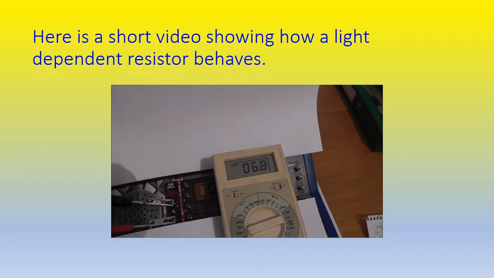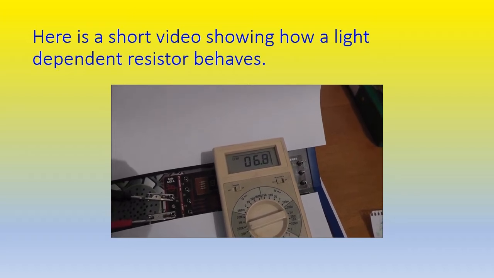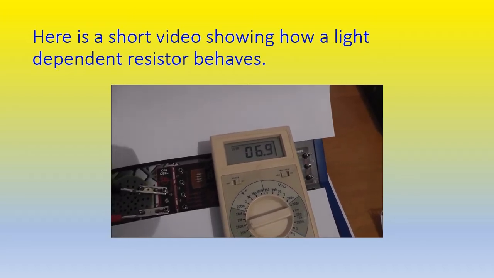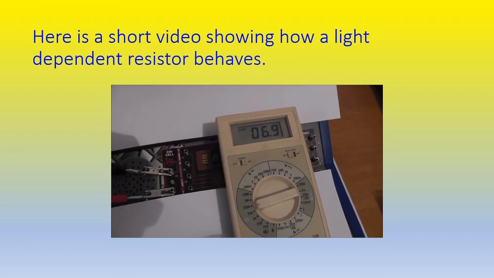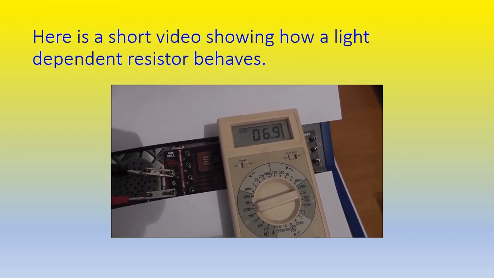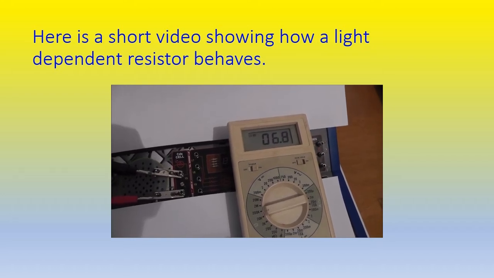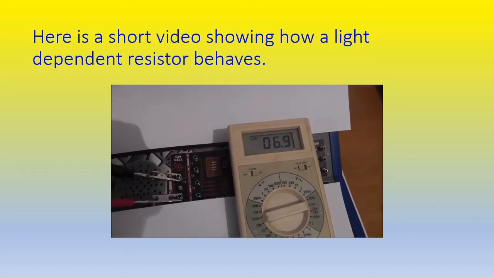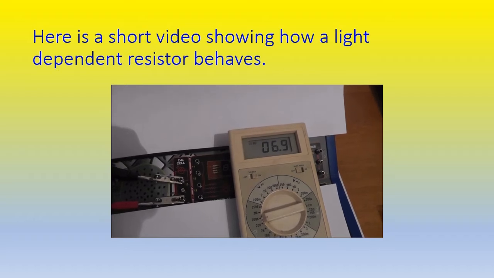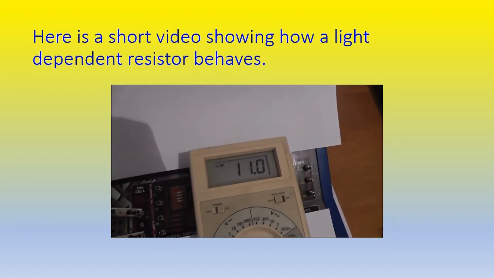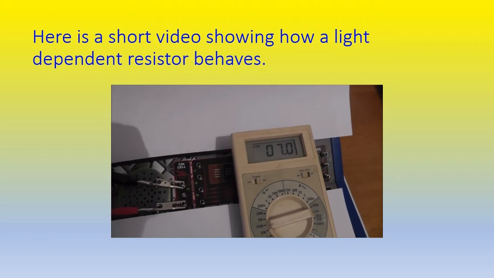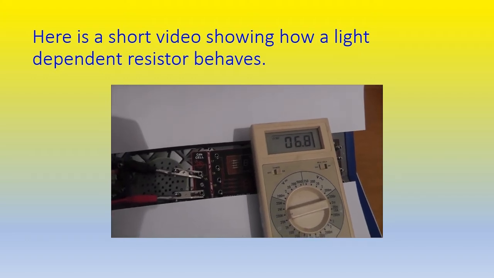We measure resistance in a unit called ohms, and I have my multimeter set on the 1000 range. So at the moment it's about 10 p.m. at night. I just have a normal light bulb in the background lighting the room, and we can see that the LDR has a resistance of about 6.9 times 1000 ohms.